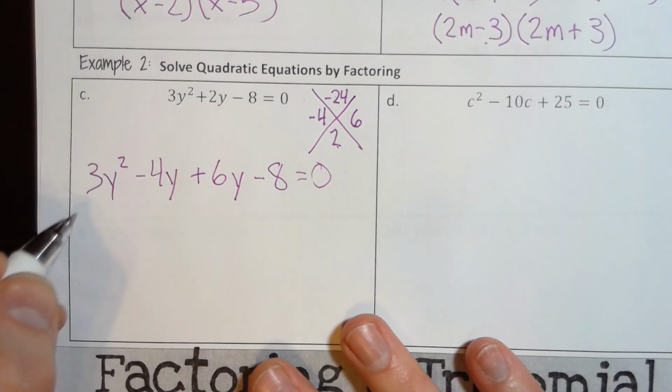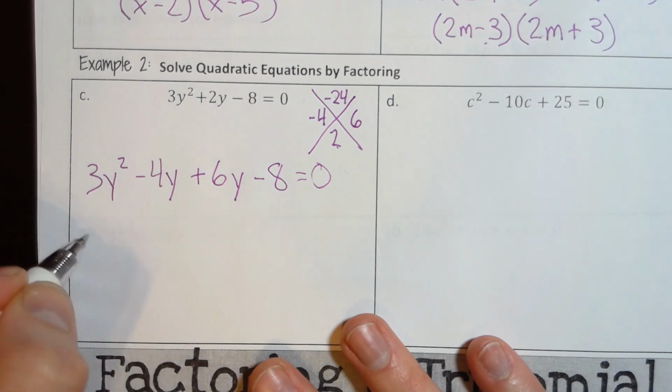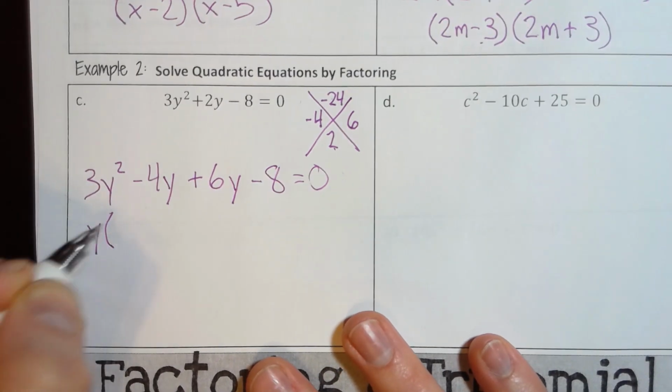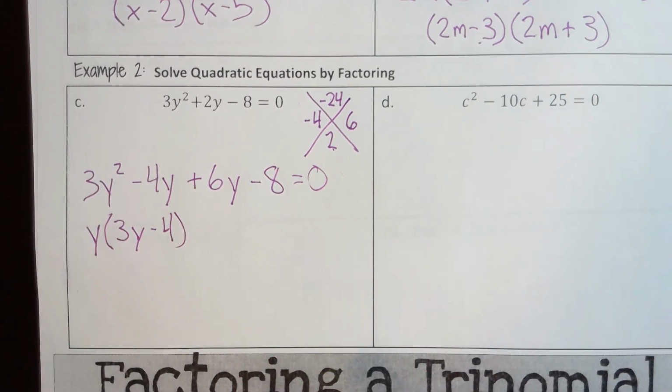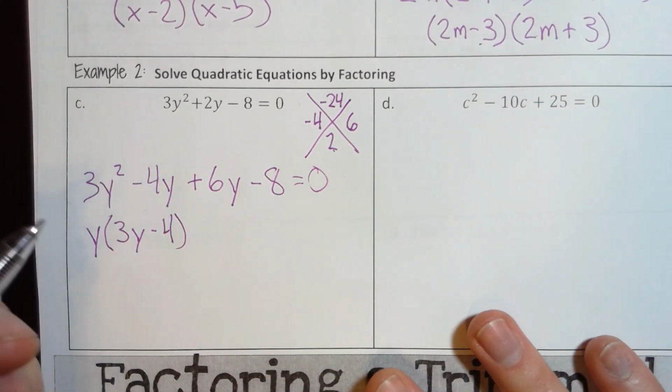Okay, now we're pulling out a GCF. The only GCF I have here is y. I'm left with 3y minus 4. Again, if you're starting to get this, you don't need me. You are pausing and trying it on your own, yes? And then coming back to see how I did it.